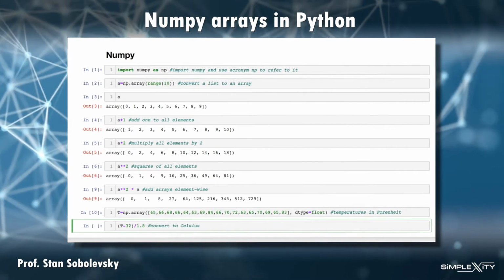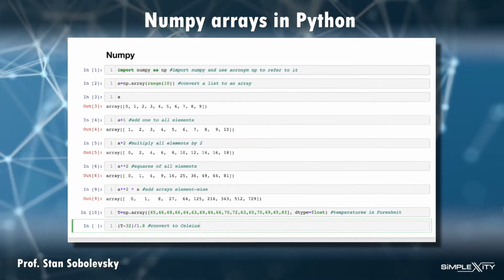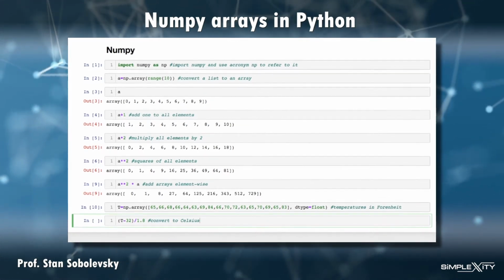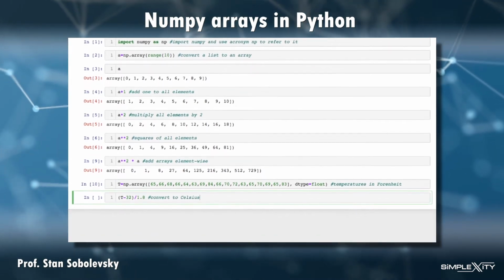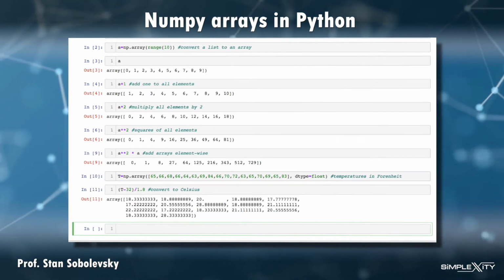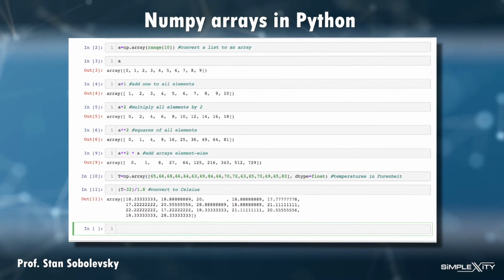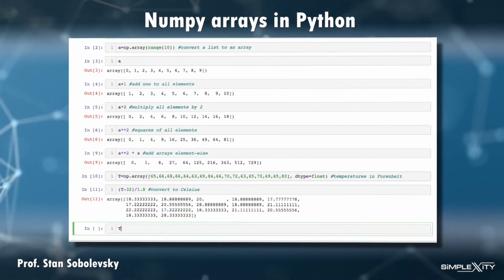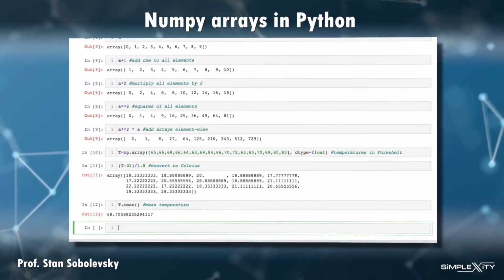So subtract 32, corresponding to 0 Celsius, 32 Fahrenheit, and divide by 1.8. And this way we apply these operations to all the elements of the array, getting the array of temperatures in Celsius. Also, there's a number of built-in methods returning various properties of arrays, like mean, average temperature, or standard deviation.